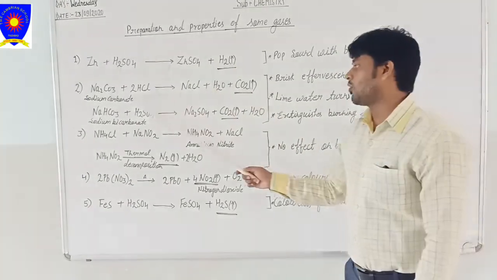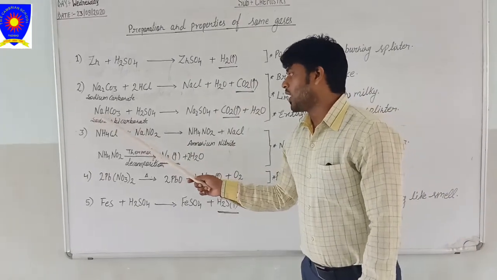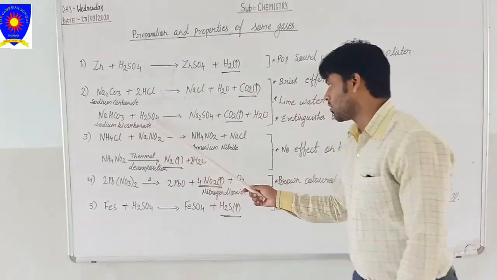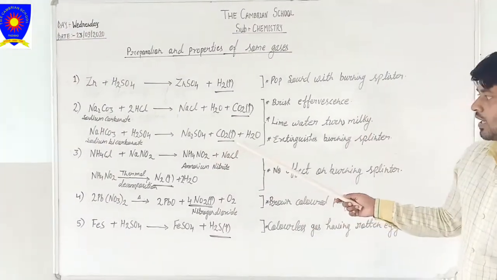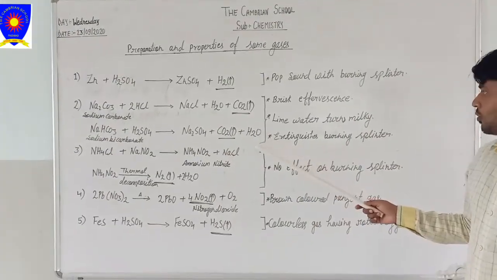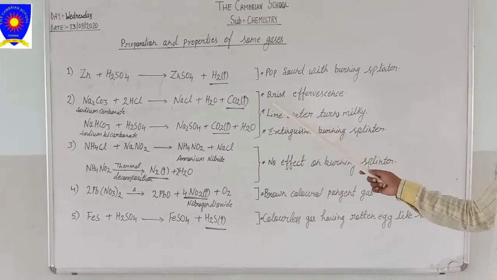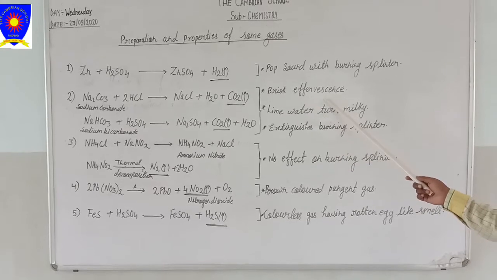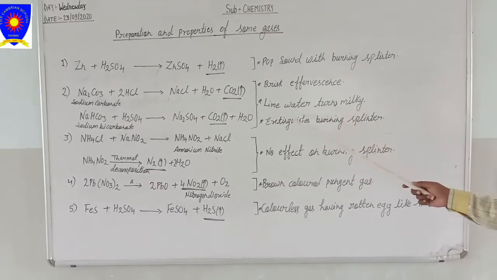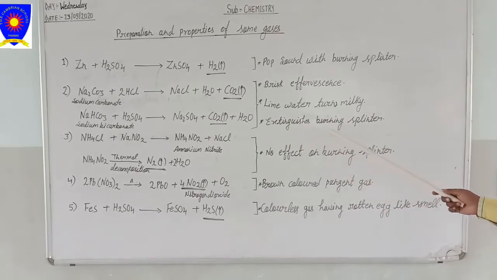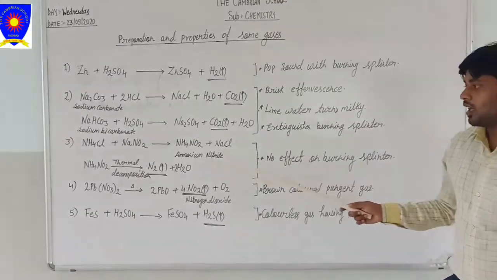The second method of preparing carbon dioxide gas: we will take sodium bicarbonate plus H2SO4, it gives Na2SO4 plus carbon dioxide gas and at last H2O. Now the properties of carbon dioxide gas: first is brisk effervescence, second is lime water turns milky, and third is it extinguishes a burning splinter.